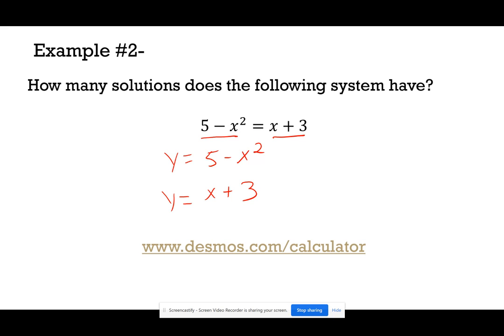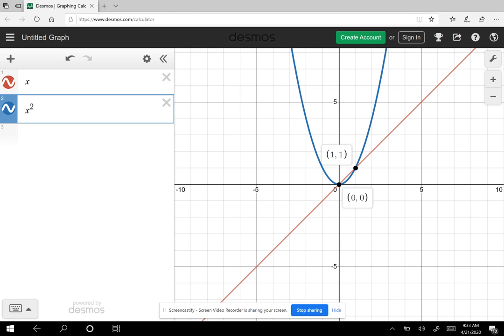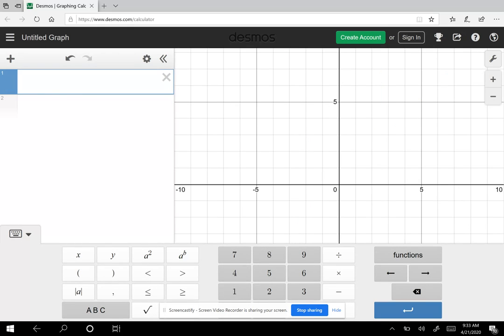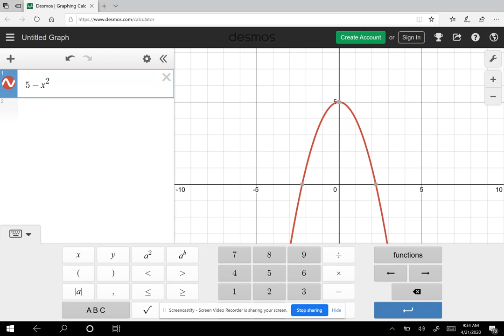Now, if it bothers you that the first one is not in standard form, it's not going from the x squared down to the constant, you can flip it the other way. You can make it negative x squared plus 5. It doesn't matter. All right, so let's go back to Desmos. Okay, and we're going to go ahead and clear out what's in here and put in our new functions. So our functions were 5 minus x squared and x plus 3.